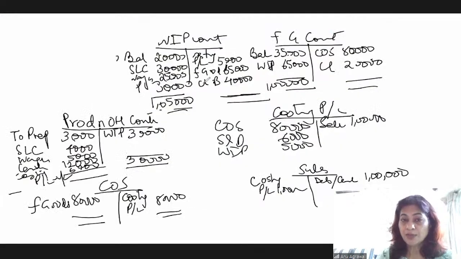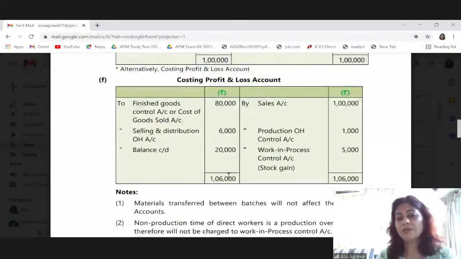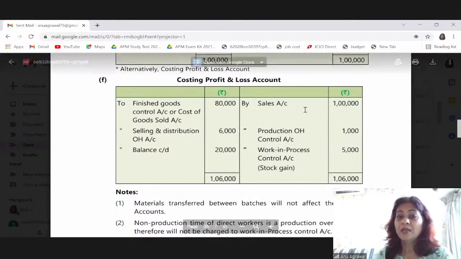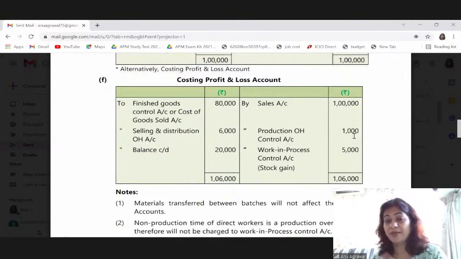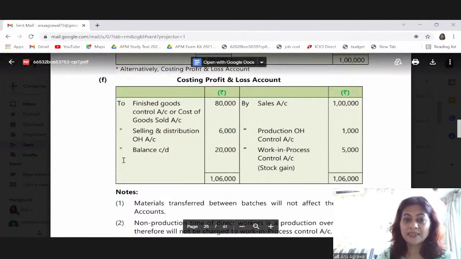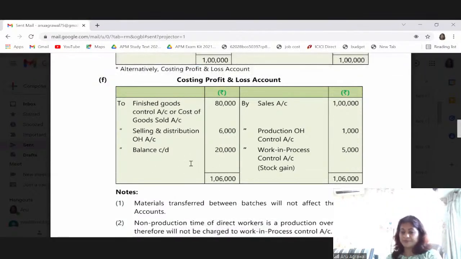So what did we do? This balance which will come here will go down to our costing profit and loss account. I hope I'm very clear. Okay. So they put it into costing P&L account. Now look at costing P&L account. From finished goods, we have 8,000. From selling and distribution, 6,000. Sales was 1 lakh. Production overhead, we had 1,000 coming up. WIP account, a stock gain of 5,000. So this balance is the profit here of 20,000.